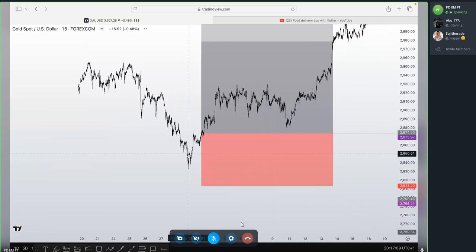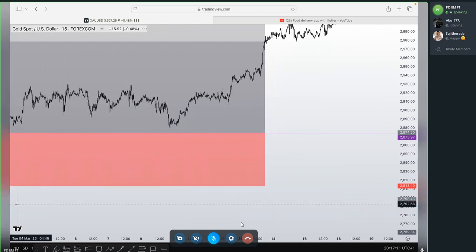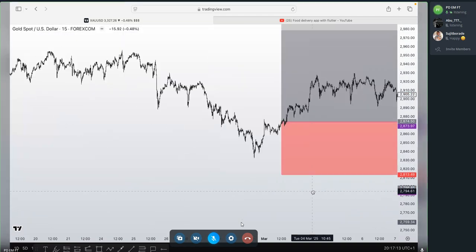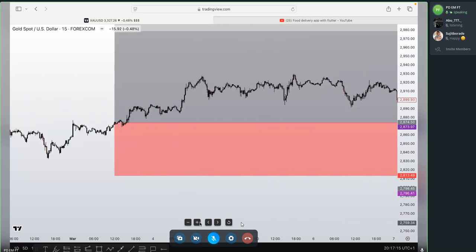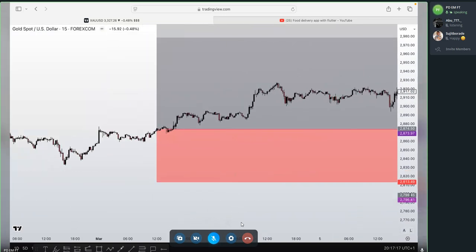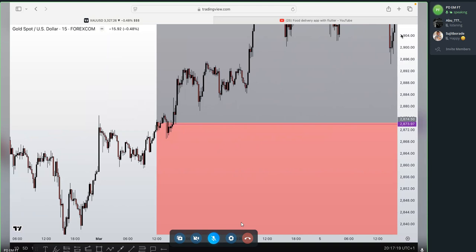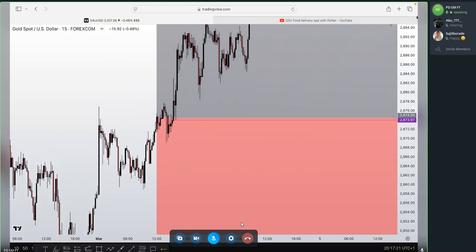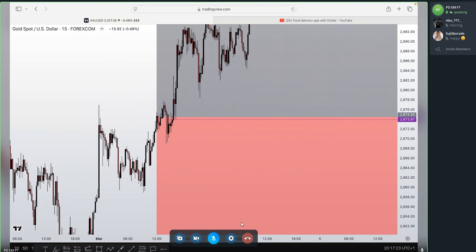Let's zoom. No, just like 15 minutes, then 5 minutes, I guess. Let me move to 5 minutes. Yeah, definitely it has to be among these time frames.